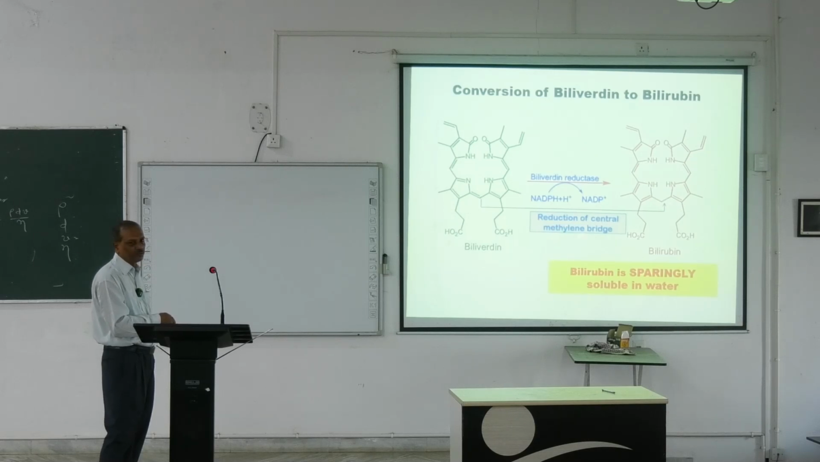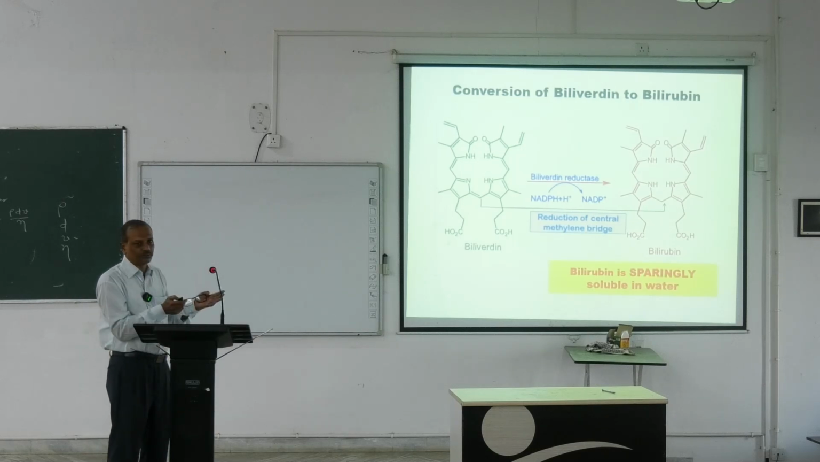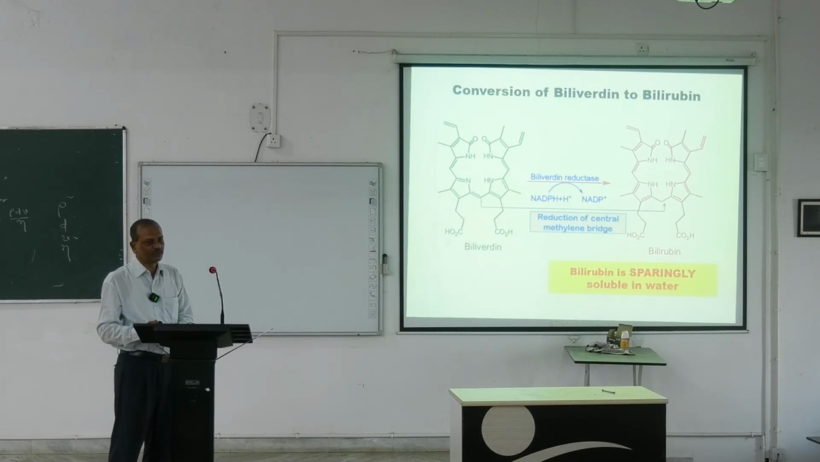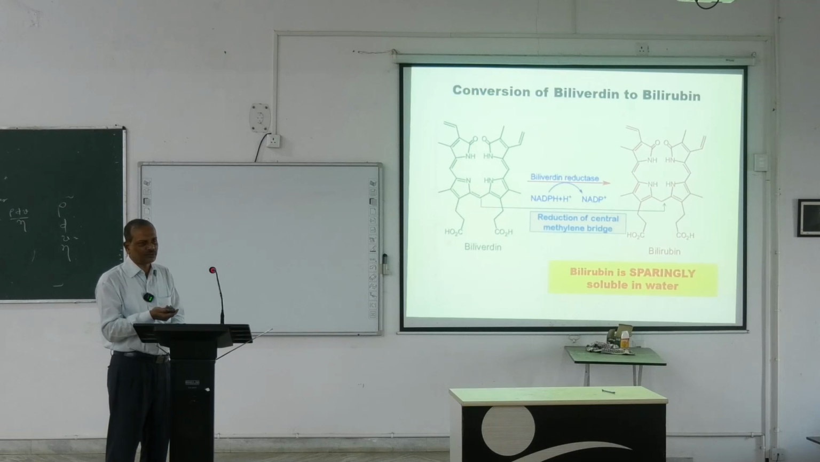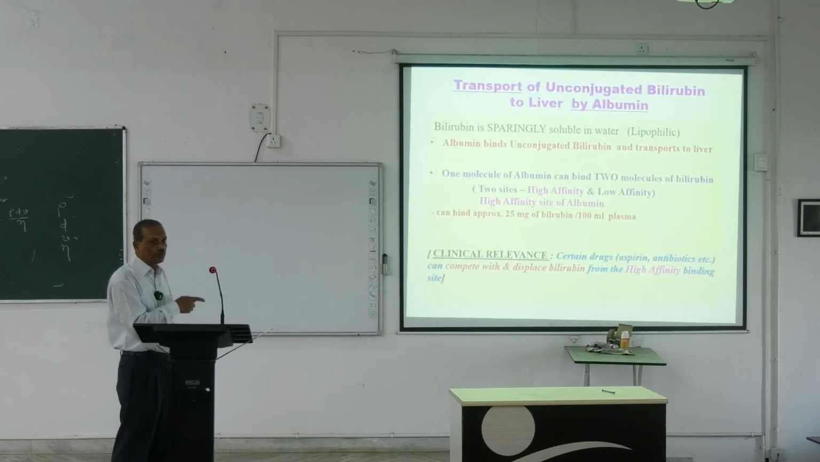Bilirubin is sparingly soluble in water, write down, because it doesn't have much of hydroxyl group, polar groups. And that's why bilirubin is sparingly soluble in water. And that is the reason why it needs to be transported by albumin, in order to make it soluble somehow, so that it can be transported. Otherwise, it is a lipophilic substance. So, bilirubin as such is a lipophilic substance. Binding with albumin is required to make it soluble.